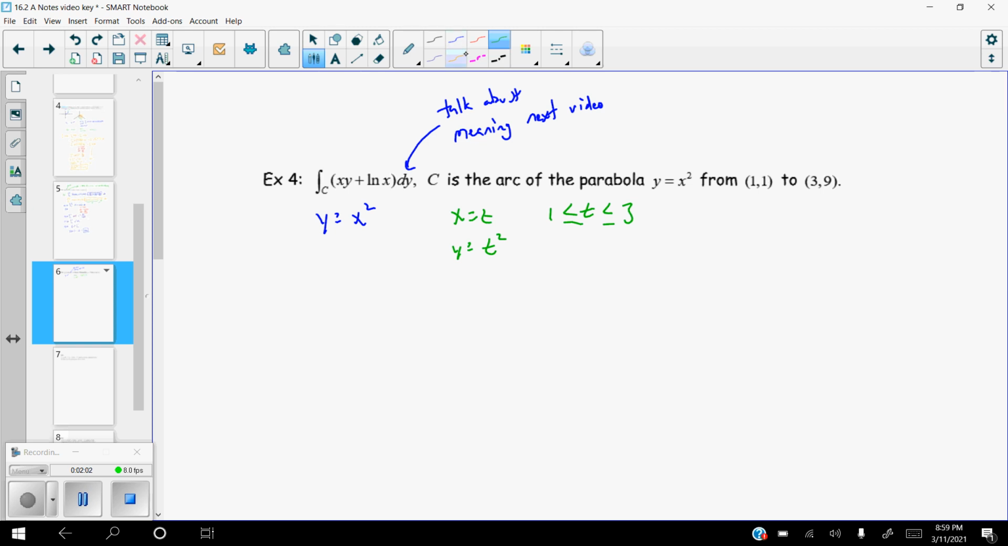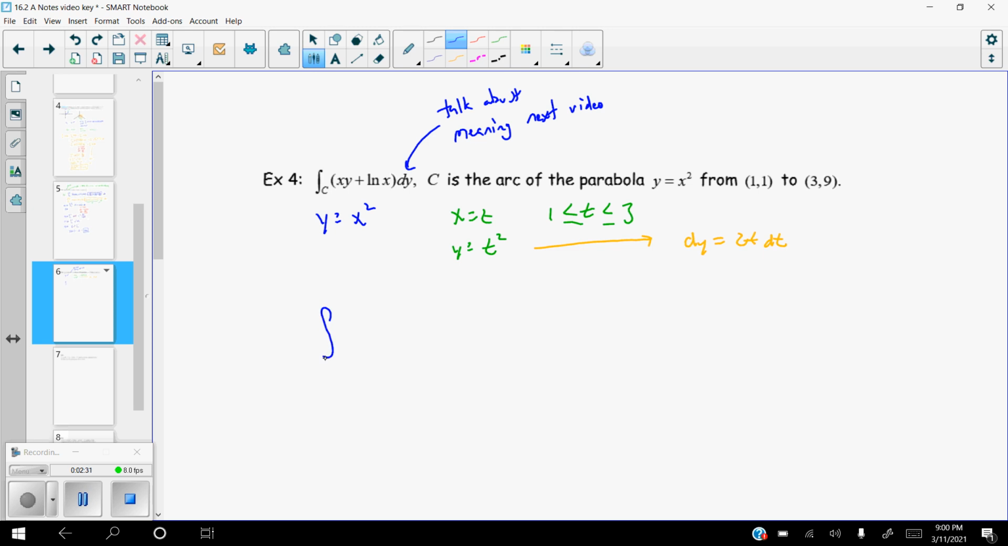The important thing here is that we are going to need this dy portion. So dy, let's find it. That's just the derivative of y with respect to t, so dy is going to be 2t dt. You could have written it as dy over dt equals 2t. Either way, you have to solve for dy, so you'd multiply the dt to the right. Okay, so let's go ahead and find our line integral.